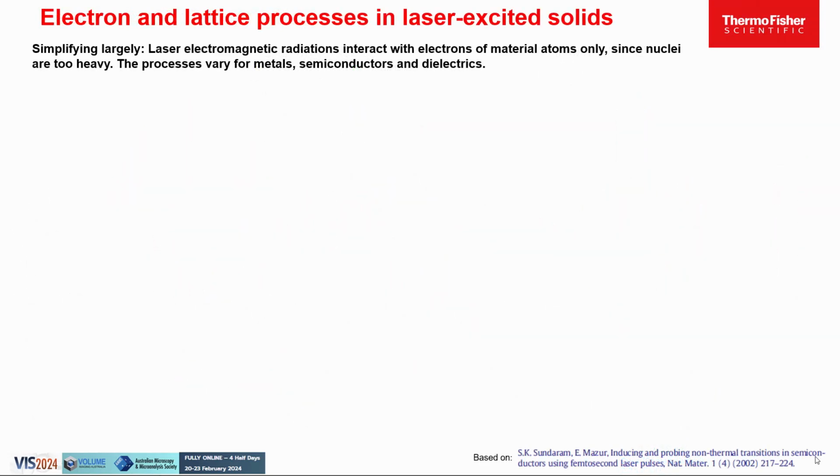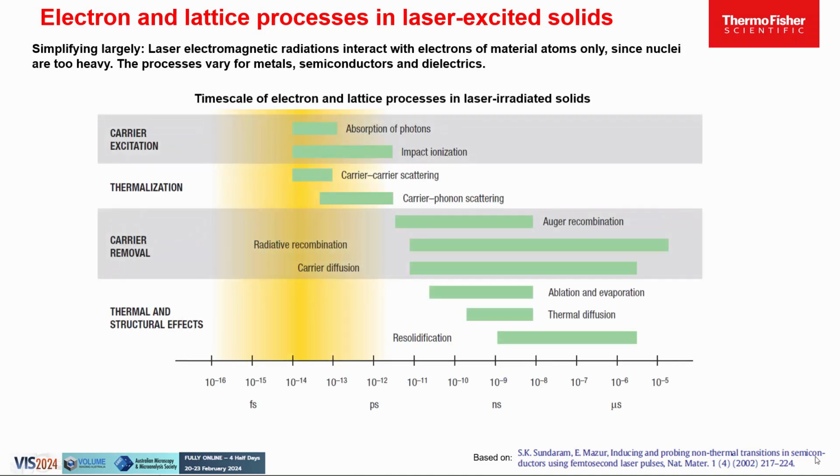Simplifying largely, laser electromagnetic radiation interacts only with electrons of material atoms, since nuclei are too heavy. The processes vary for metals, semiconductors, and dielectrics. Here is the timeline of electron and lattice processes in laser irradiated solids.